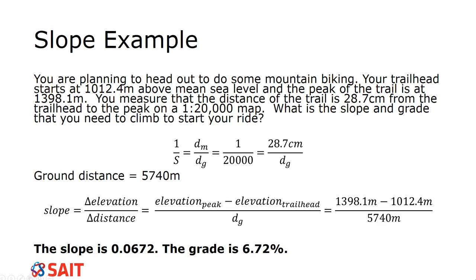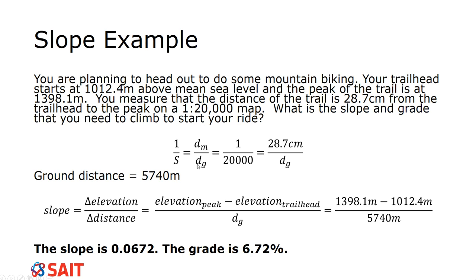So here's an example. You are planning to head out to do some mountain biking. I don't know how many of you do mountain biking, but I'm sure there's a couple of you that have at least tried it. Your trailhead, which is the beginning of the route, starts at 1,012.4 meters above mean sea level, and the peak of the trail is at 1,398.1 meters. You measure that the distance of the trail is 28.7 centimeters from the trailhead to the peak on a 1 to 20,000 map. What is the slope and grade that you need to climb to start your ride?